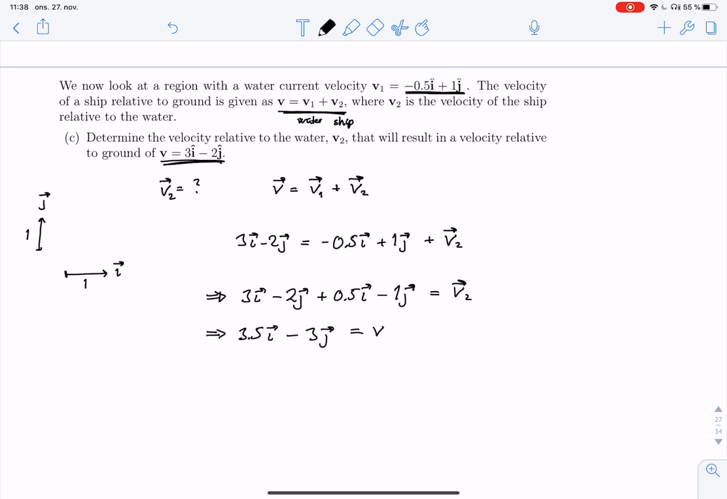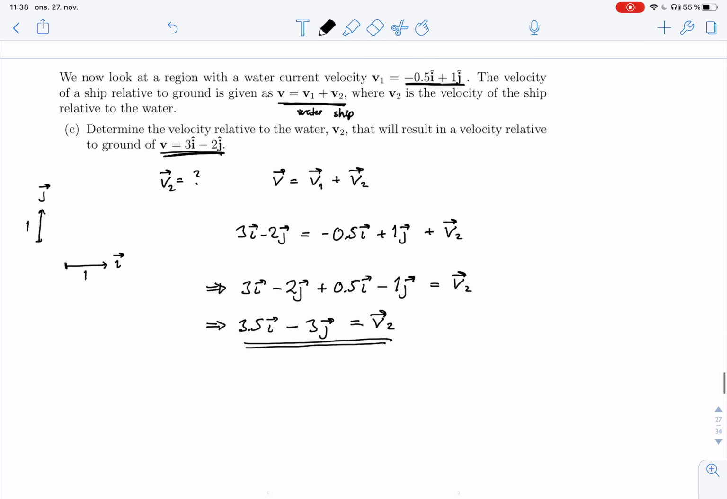So that would be our V2. We're not asked to represent it in any particular form. So this would be in the component form, and that would be okay.